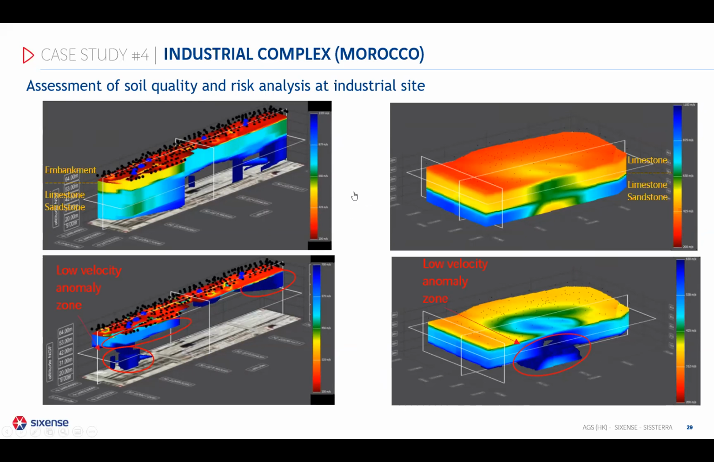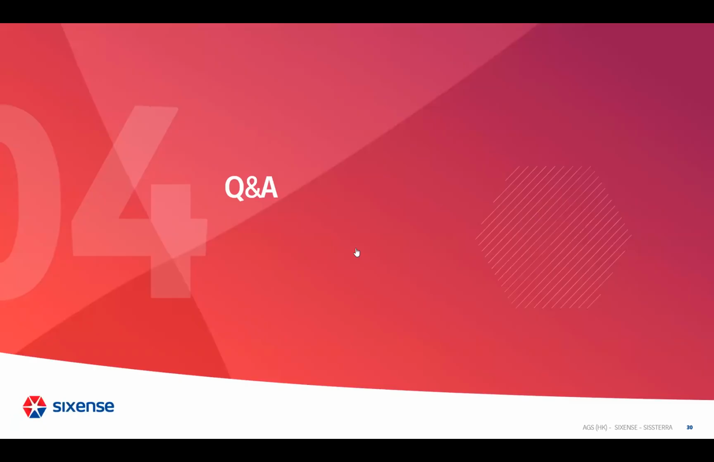So we suggested to have some boreholes at these very specific areas where we did observe these low velocity anomalies, in order to make sure with some geotechnical analysis of the nature of these anomalies and make sure if they're related to some cavities or not. But this 3D detailed image allowed to detect the presence of potential cavities and delimit them in the 3D space. So these were our main applications.